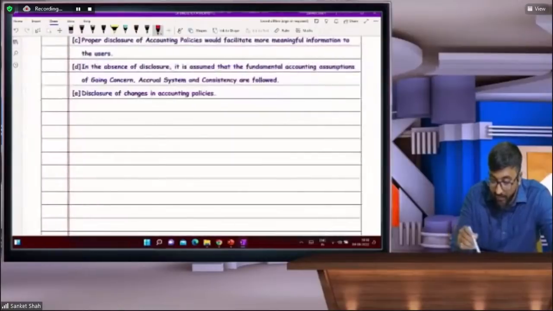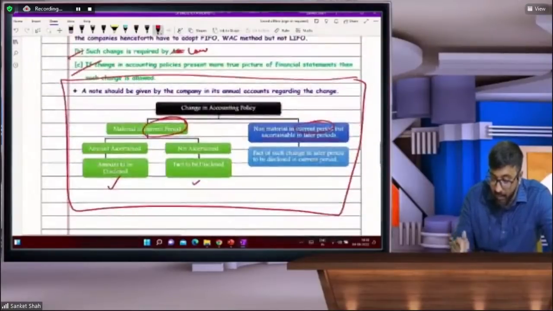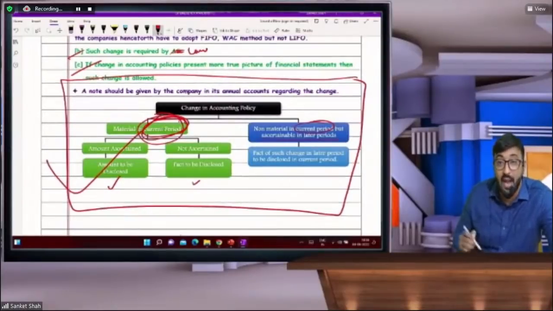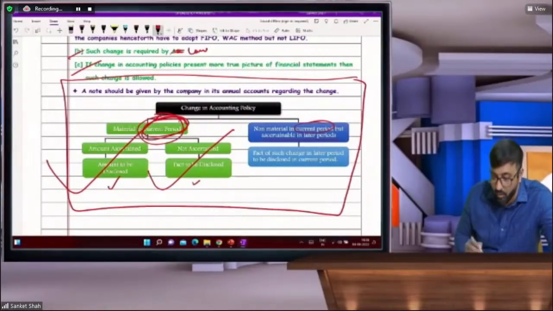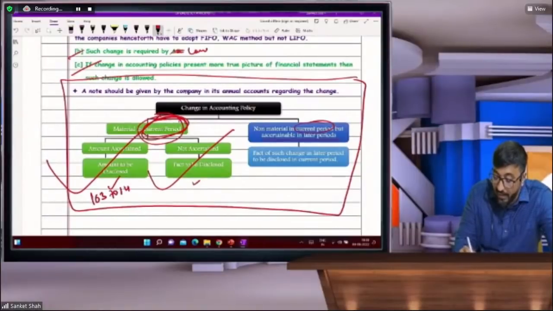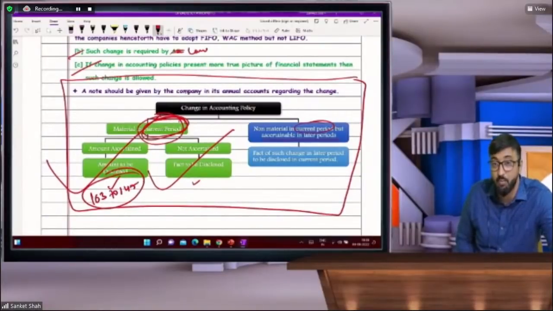So, tree diagram tha hamara. Material in the current period, if the amount is ascertained, disclose it, and if not ascertainable, disclose that. If you can't find out the amount, for example, in our question 163 to 147, we can find out the amount. So we will write that sentence that we changed from this policy to this policy, and this amount is not ascertainable. तो आपको ये fact disclose करनी पड़ेगी.